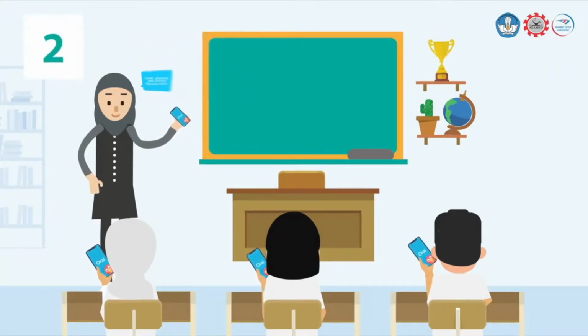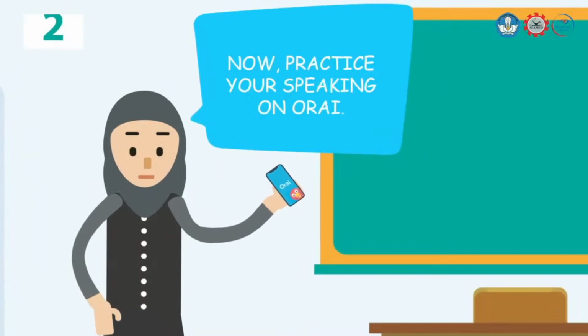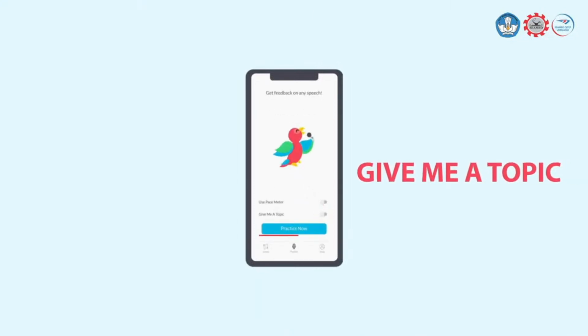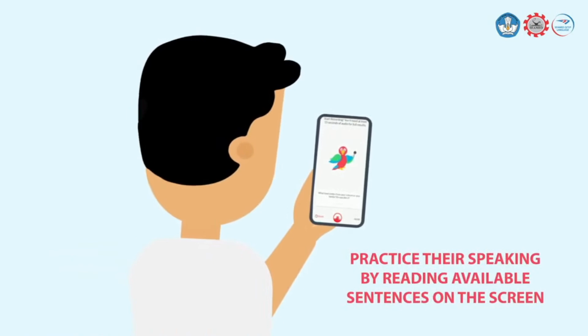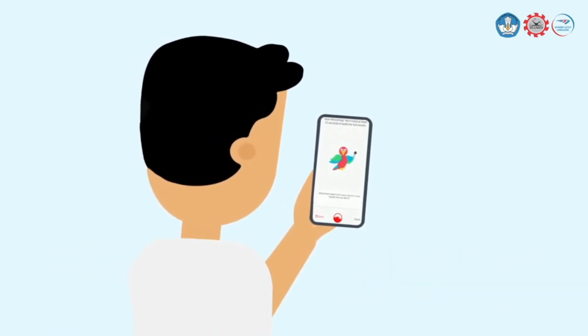Second, requesting students to practice their speaking skills using Orai, in which they have to talk based on a topic suggested in the application. On this step, students choose the feature Practice. Click the option Give me a topic and then click the option Practice Now. After that, students practice their speaking by reading available sentences on the screen provided by Orai for 2 minutes.